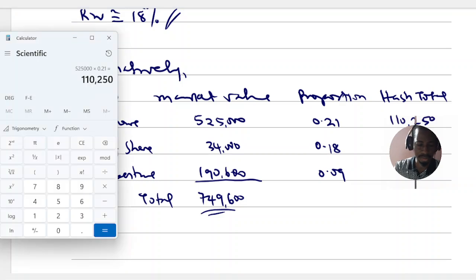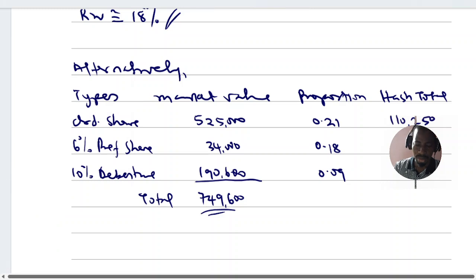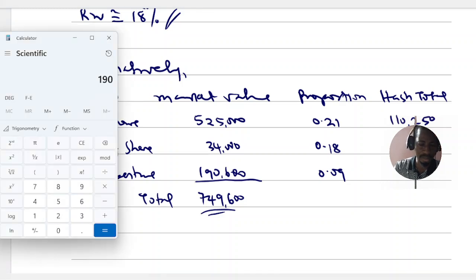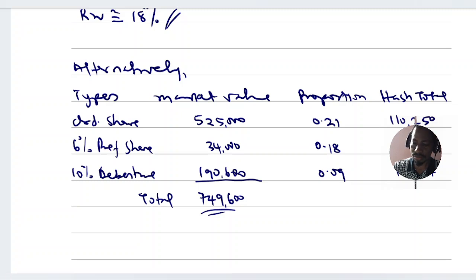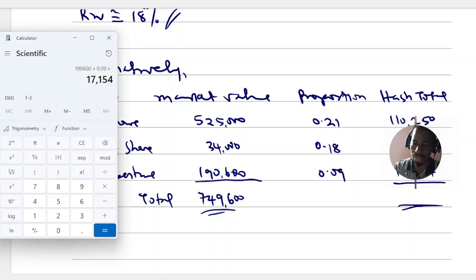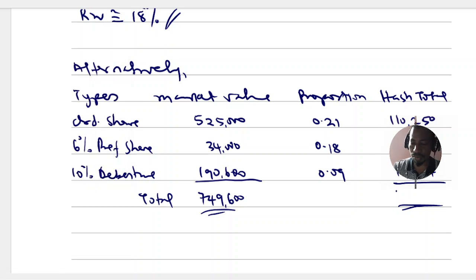So 34,000 multiplied by 0.18. That's 6,120. Then 190,600 multiplied by 0.09. That's 17,154. So find the total of this. This will then be equal to 17,154 plus 6,120 plus 110,250, equal to 133,524.